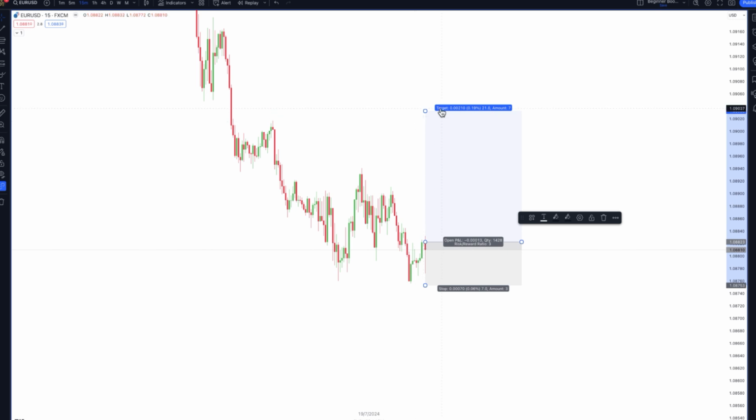So here as well, it says target is 0.00210. These are the amount of pips, 21 pips, but it's easier to just watch it here, 21 pips. So for this trade, 21 pips take profit, 7 pips risk. And now let's dive into MyFXBook.